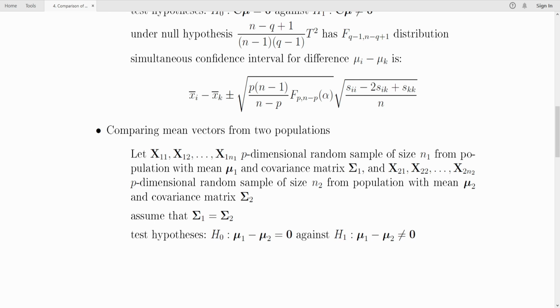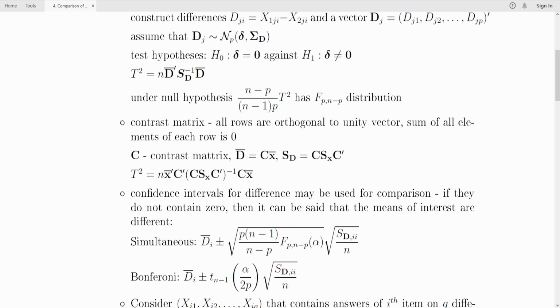There is also a generalization of ANOVA models, which are called MANOVA, multivariate analysis of variance. That is what we're not going to do in this lecture. Let's go to paired comparison.